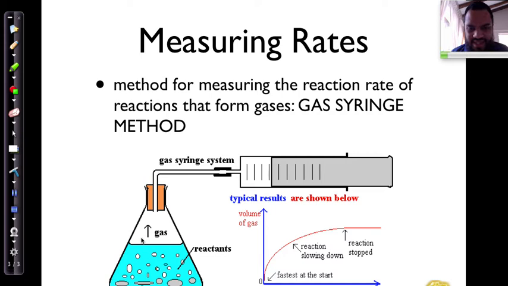A gas syringe system. Okay. And so this is one of the ways in which you can measure the rate of a reaction when a reaction produces gas. So here you can see we've got some reactants. These may be certain chips and so forth in a liquid, and that reaction causes a gas to be released. Now, instead of the gas escaping from the system completely, what we do is we catch the gas in a syringe.